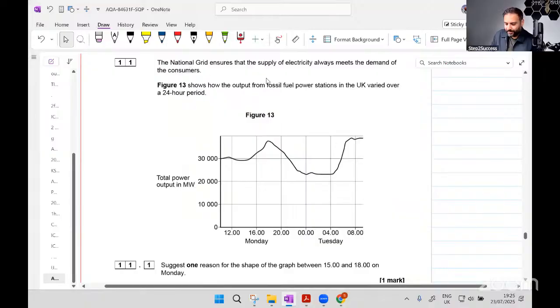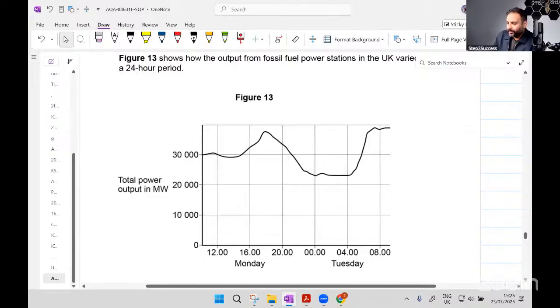11. The national grid ensures the supply of electricity always meets the demand of the consumers. Figure 13 shows how the output from fossil fuel power stations in the UK varied over a 24-hour period. Okay, so what do we learn from this graph? Again, I always recommend you spend a moment looking at these things.